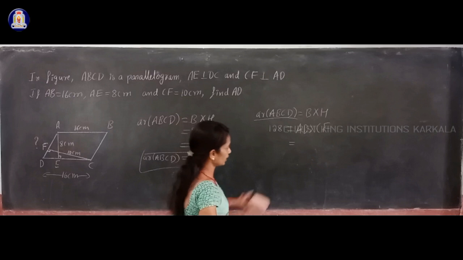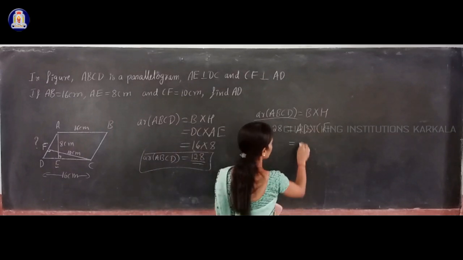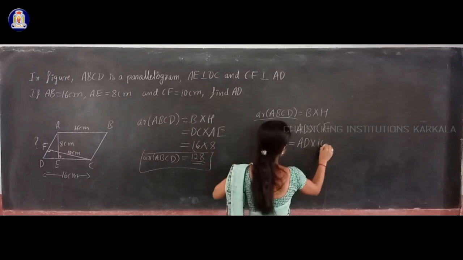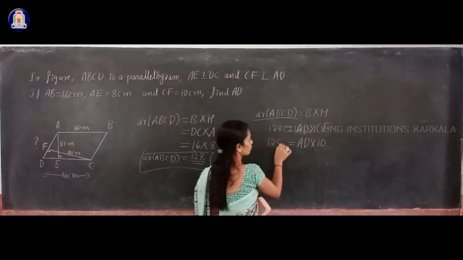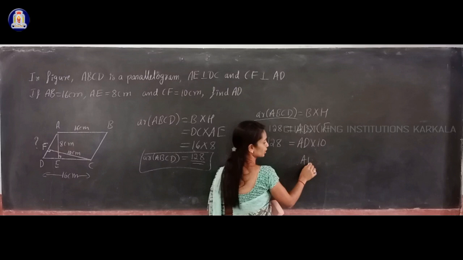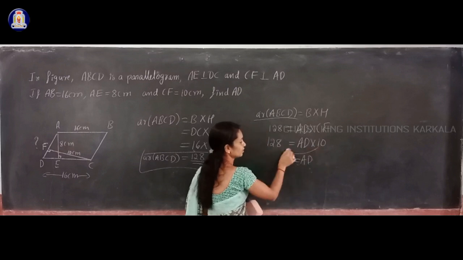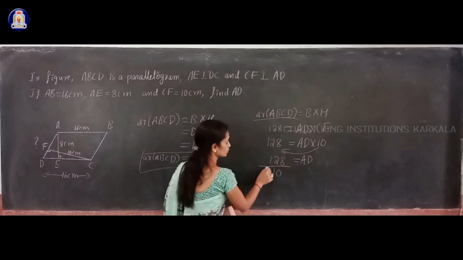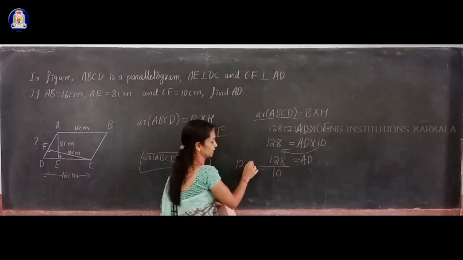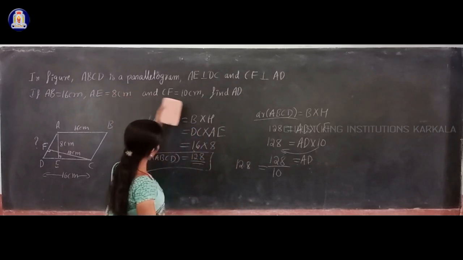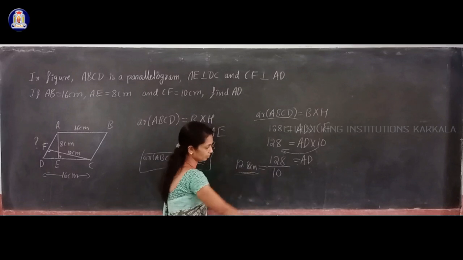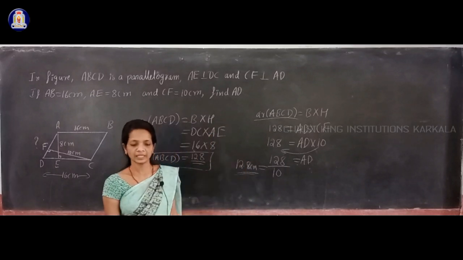We have to find AD. So AD as it is, and CF length you are given, that is 10 centimeter, and on the left side you have 128. Keep only AD on the right side and send the 10 to the other side as division by 10. So 128 divided by 10 gives the answer 12.8. All these measurements are in centimeter, so this is also in centimeter. This is the AD length.